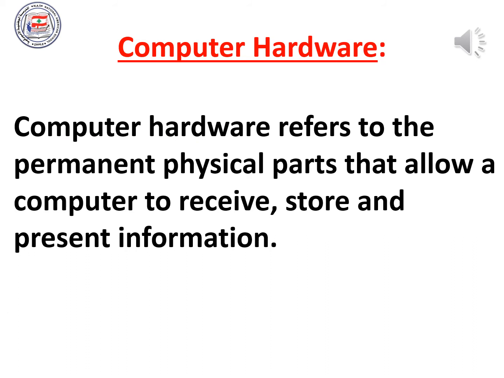Now we are going to talk about the computer hardware. Computer hardware refers to the permanent physical parts that allow a computer to receive, store, and present information. So they are the physical parts, the parts that we can see and touch in a computer that allow the computer to receive, store, and present information.